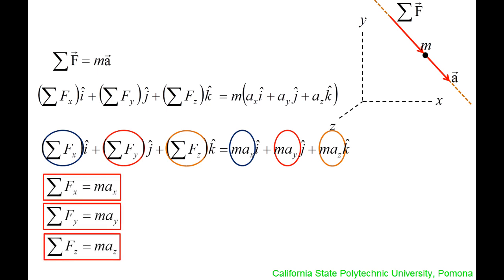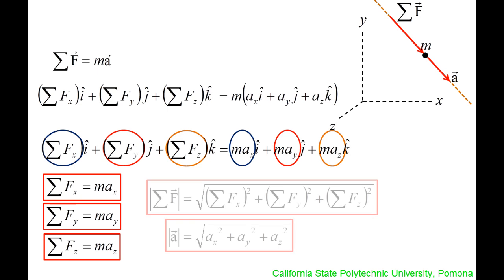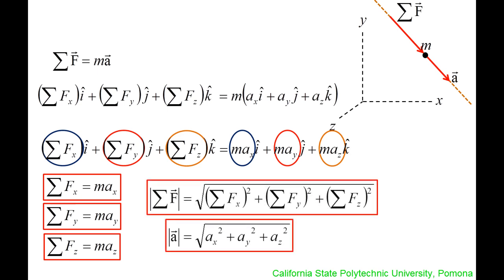The sum of the x components of the forces is equal to the mass times the x component of the acceleration. The sum of the y components of the forces is equal to the mass times the y component of the acceleration. And the sum of the z components of the forces is equal to the mass times the z component of the acceleration. The magnitude of the resultant force vector and acceleration vector is the square root of the sum of the components squared. Note that if the particle is restricted to move in just the xy plane, sum Fz and az are both 0.